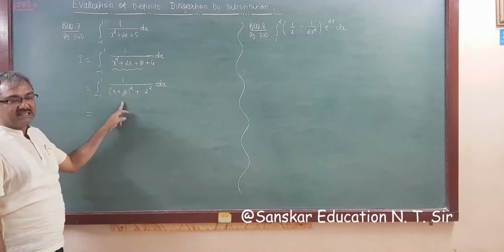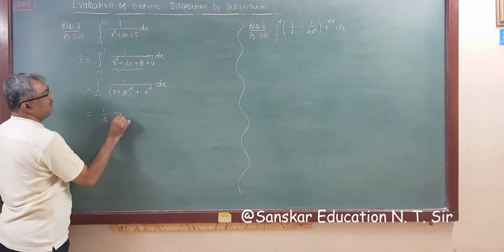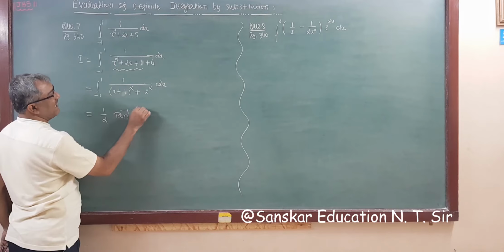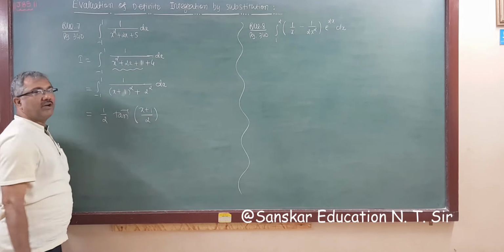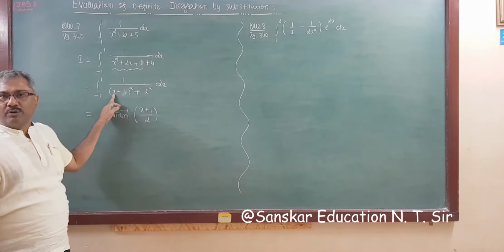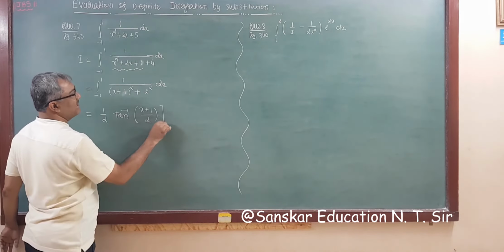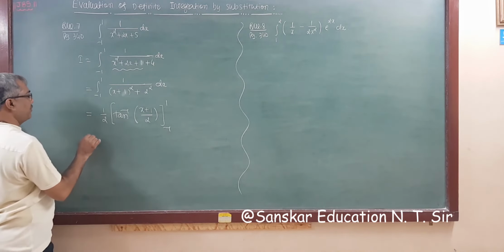So answer of this is 1 upon a. 1 upon a is 1 upon 2. Tan inverse, x is x plus 1, upon a is 2. And no need to divide by any number because coefficient of x is 1. So no need to divide. And limit is minus 1 to 1. So substituting limit, what we get here?